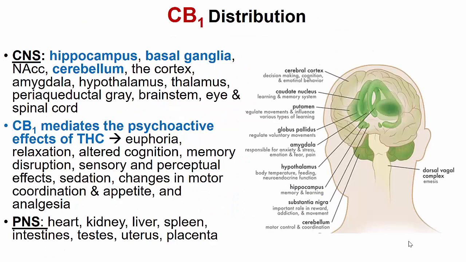Okay, so for this slide, make sure to go over it to see the many different areas where CB1 receptors are mainly expressed. The reason the hippocampus, basal ganglia, and cerebellum are highlighted in blue is because CB1 receptors are most highly expressed in these three regions, and to a lesser extent, they're expressed in the various other regions on this slide.